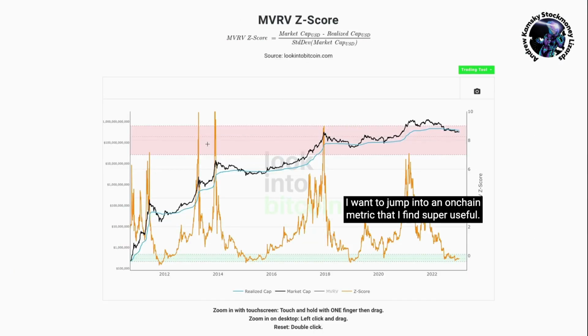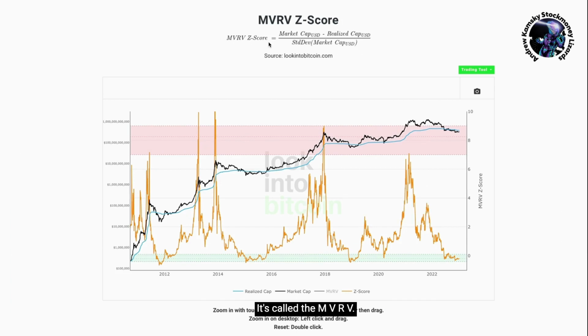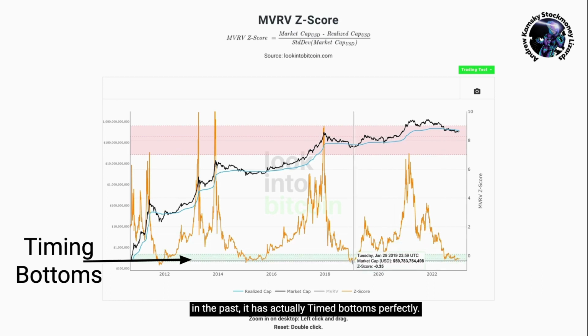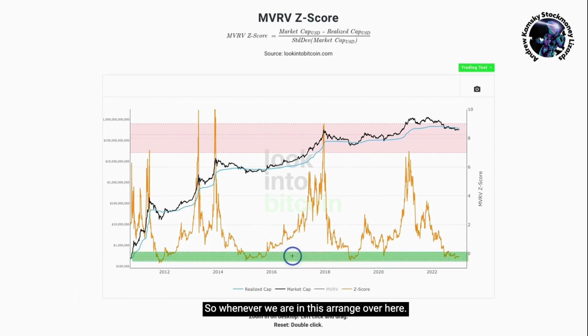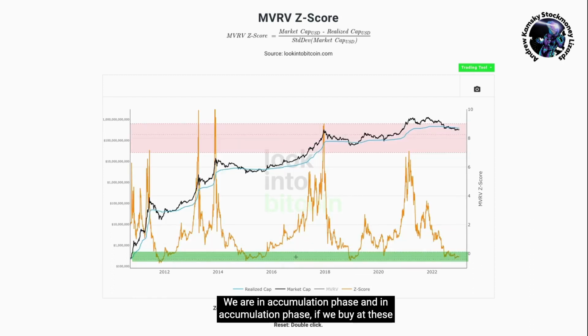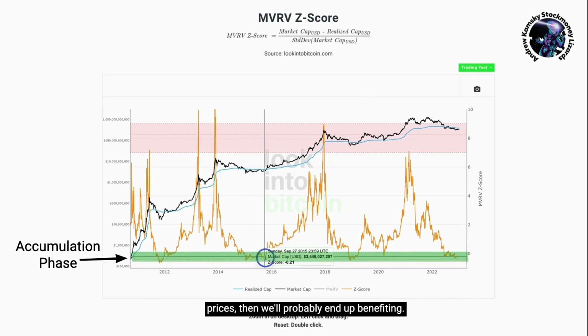Now, I want to jump into an on-chain metric that I find super useful. It's called the MVRV Z-score. Basically, the market cap less the realized cap all over the standard deviation. Now, what's cool about this chart is that in the past, it has actually timed bottoms perfectly. So whenever we are in this range over here, that is a signal that we are in accumulation phase. And in accumulation phase, if we buy at these prices, then we'll probably end up benefiting from the price increase.